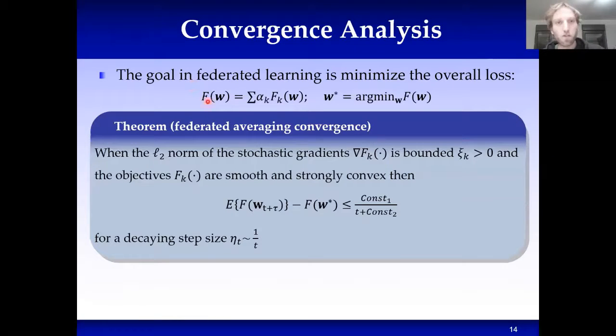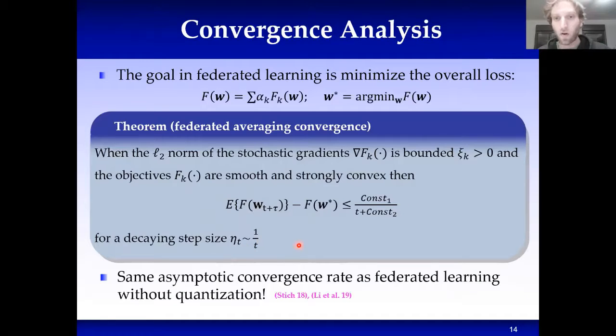And for example, if our objective measure is this objective f, and fk is the objective of each user, then we can bound the expected distance between the actual objective we obtain with the weights we recovered and the desired objective. And we can see that if we select a step size which decays as 1/t, which is what's usually done in federated learning, as 1/the iteration number, we get that the overall error behaves as 1/t, namely decays as the iterations progress. And that is the same convergence rate observed for federated learning without any quantization.